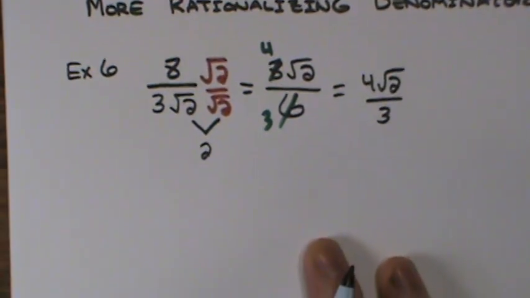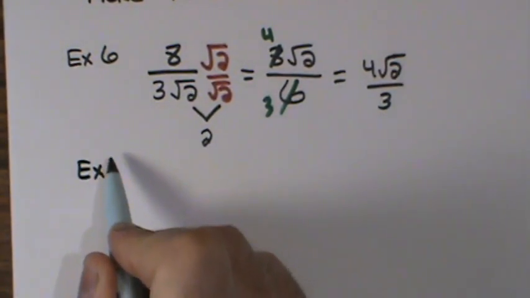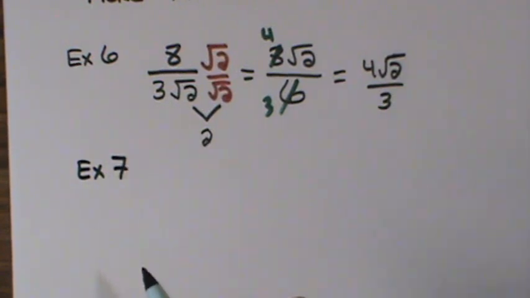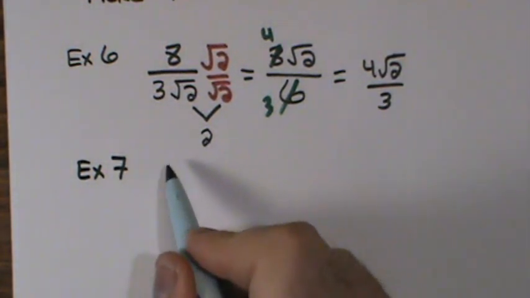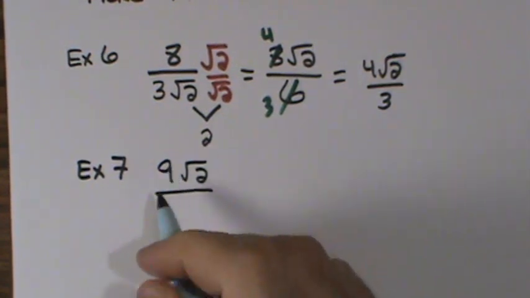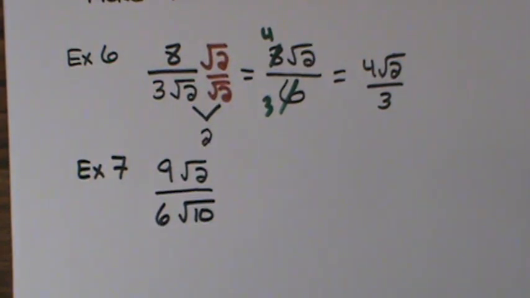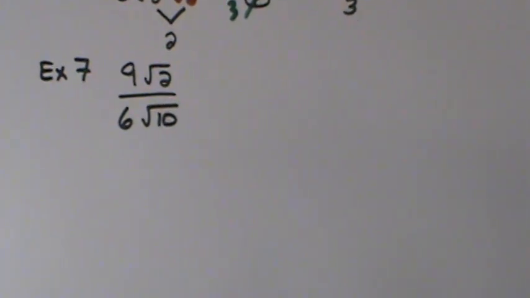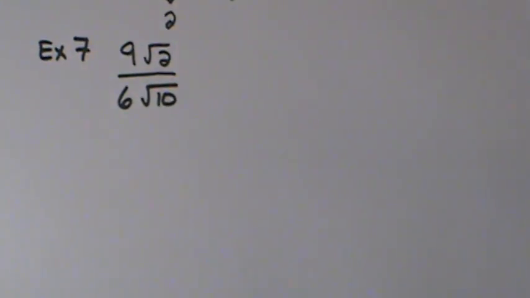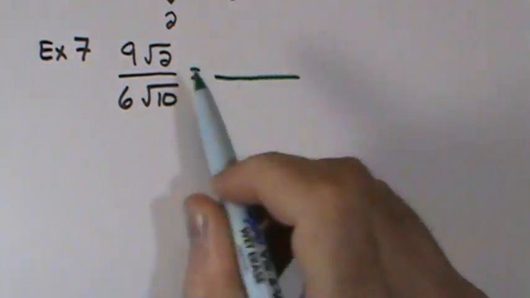We'll move on. Really, the only way to understand this is to do a ton of examples. So we'll go to example 7. In this one I have 9 radical 2 over 6 radical 10. In this situation, I do have an opportunity to cancel on both fronts. I can look at the free ones. The 9 over 6 can be reduced. And I'm going to do that.